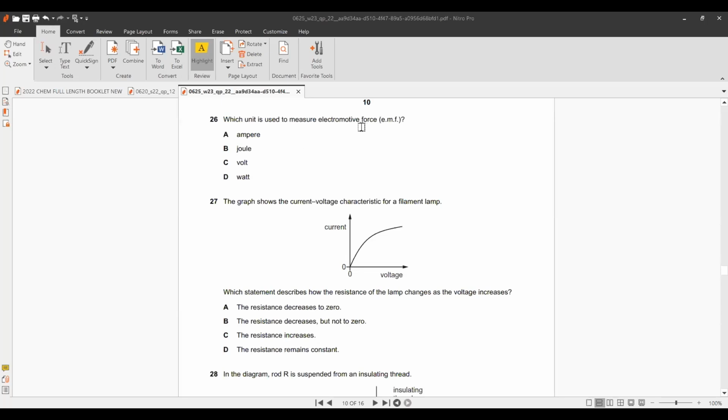Next two questions are very easy. They have asked us to find out the unit of electromotive force. So we know that it's measured in volts. So option number C would be the right one. And this graph shows Ohm's law, when the resistance does not remain constant, it's continuously increasing. We know that Ohm's law is only followed when resistance remains constant and voltage and current are directly proportional to each other. As we could see, it's not proportional anymore. The resistance is decreasing, oh sorry, increasing. So what would be the right option? The resistance increases. This graph shows that the resistance is increasing.